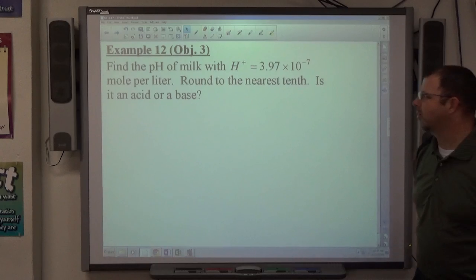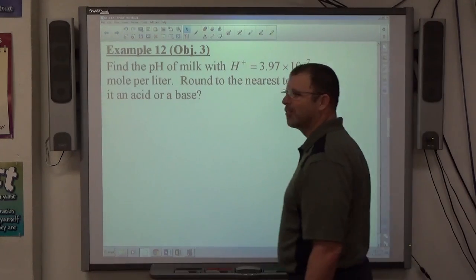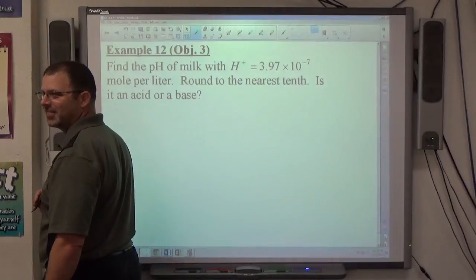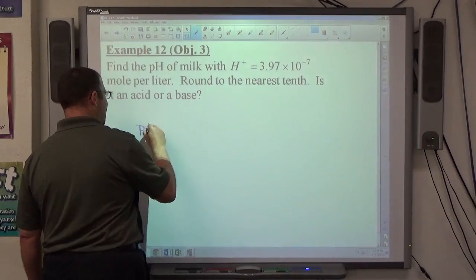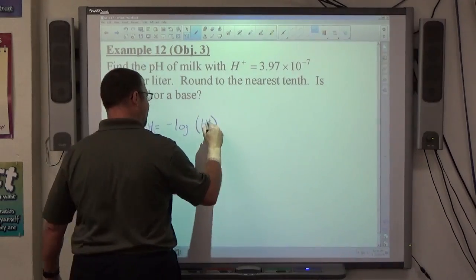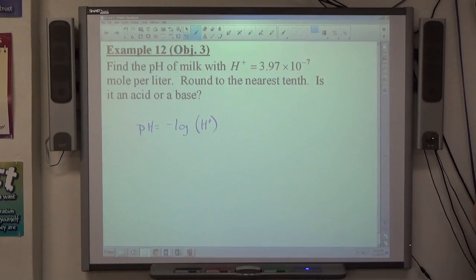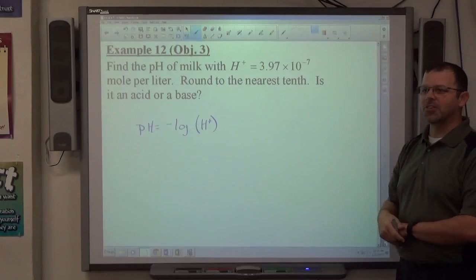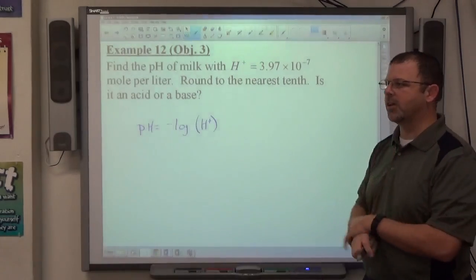Number 3, milk. What do you think about milk? I'd say base. Have you heard of lactic acid? I have, actually. It's in milk. The pH equals negative log of H plus. Just by looking at it, it seems like it's a base, probably not an acid. But the pH will determine it for us. We might know, we might not know, but once we know the pH, we can determine.